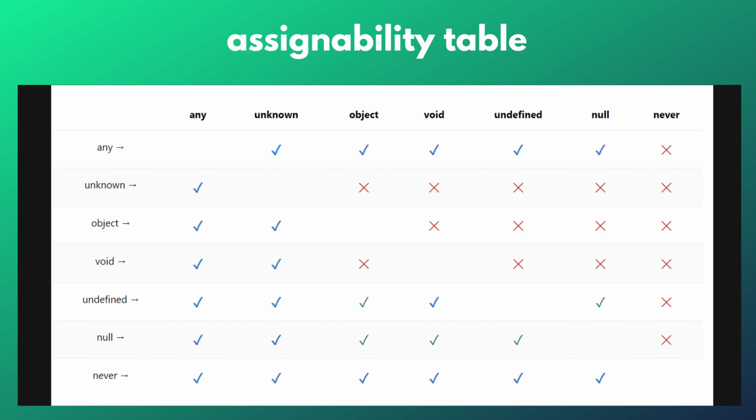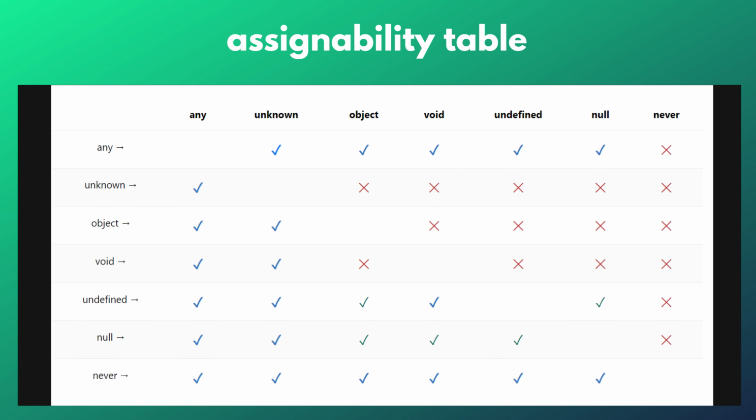Assignability table. The following table summarizes assignability between some abstract types. Rows indicate what each is assignable to, columns indicate what is assignable to them. A checkmark indicates a combination that is compatible only when strict null checks is off. The unknown is assignable to any, but it's not assignable to the others, and so on.